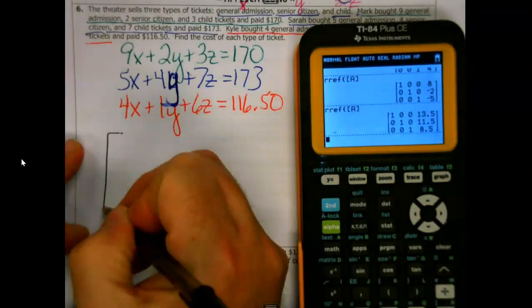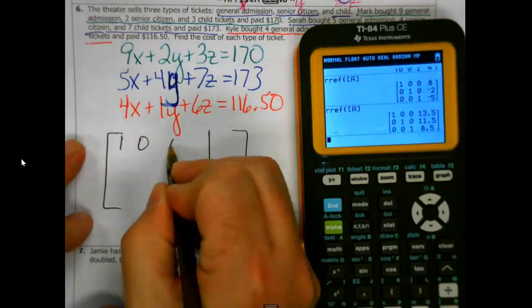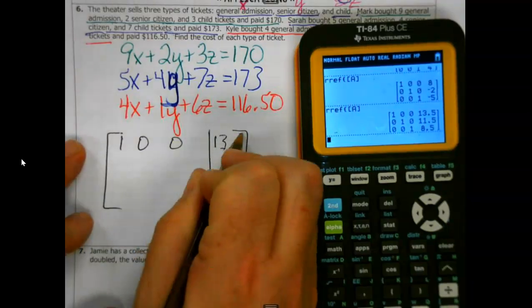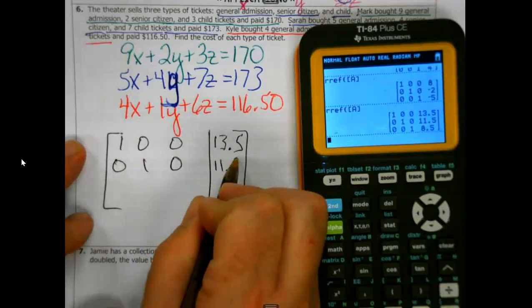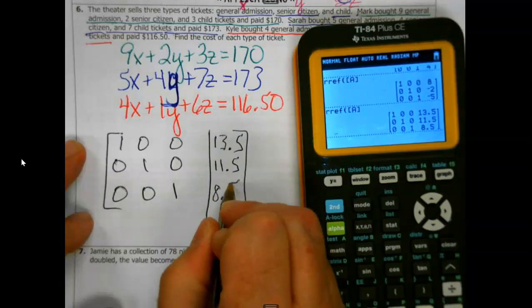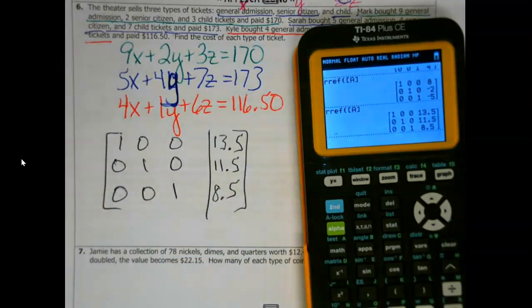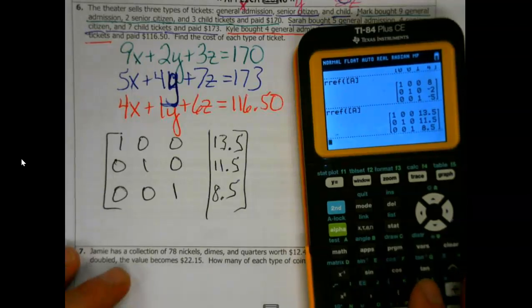So what do we got? We got 1 0 0 13.5, 0 1 0 11.5, 0 0 1 8.5. And again, what does that mean? We can actually get some labels in this time.